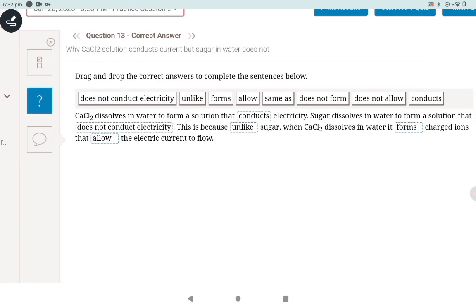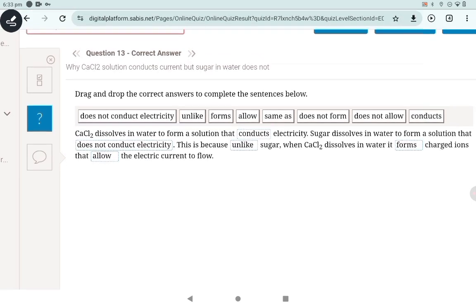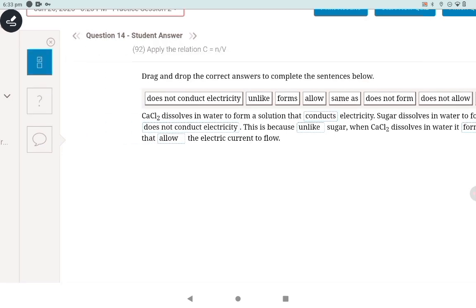Okay, now we get into the next part. CaCO2, which is an ionic compound, dissolves in water to form a solution that conducts electricity. Yes, ionic compounds, when dissolved in water, conduct electricity. Sugar dissolves in water to form a solution that does not conduct electricity. It is a non-metal. This is because unlike sugar, when CaCO2 dissolves in water, it forms charged ions that allow the electric current to flow. That is what ionic compounds do.